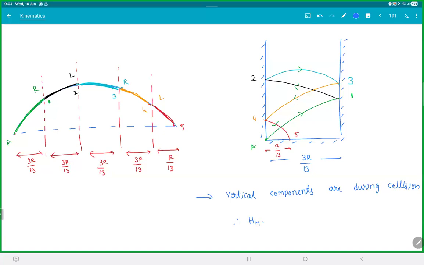Therefore, h max will be u squared sine squared theta by 2g. Like I said, I didn't draw it to scale, but this height here and this height here will be exactly the same. Time of flight is equal to 2u sine theta by g.